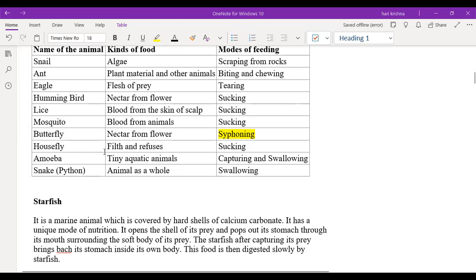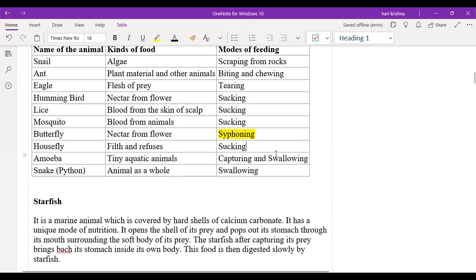Okay, sir. Now housefly. It depends upon filth and refuse. What is the meaning of refuse? That is the waste products, right? Waste food products. Yes, sir. So what is the mode of feeding here? It's also sucking.